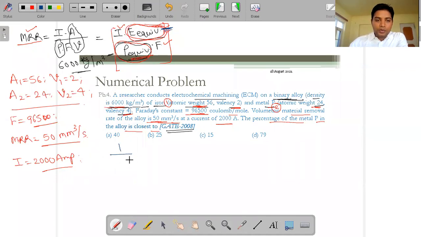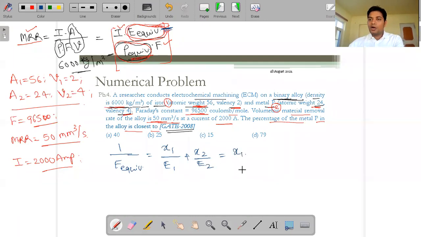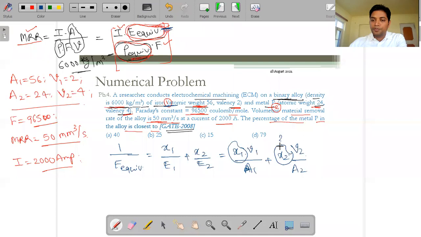So this value will be equal to E1 by E equivalent, that will be equal to x1 upon E1 plus x2 upon E2. As this is the first problem, that's why I'm going in detail. That will be equal to x1, and E is A by V, so when you replace that, it becomes V1 by A1 plus x2 into V2 by A2. Now here we don't know the value of x1, the first component metal, that is iron, and we don't know the value of x2, but we have to calculate this value.